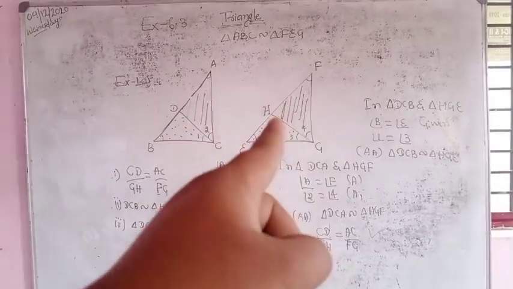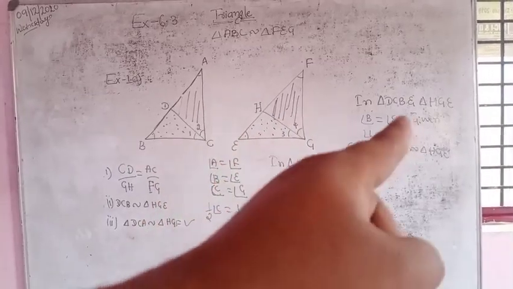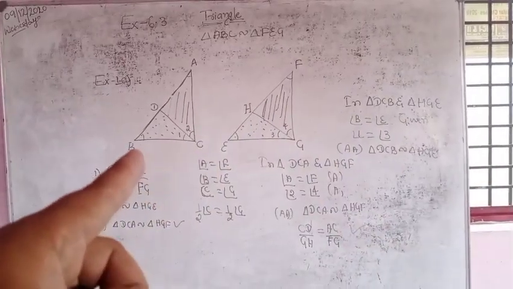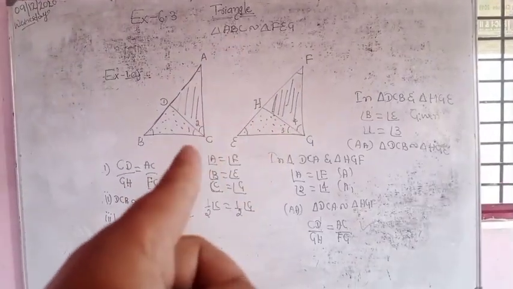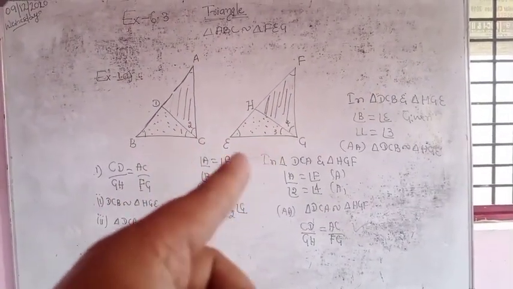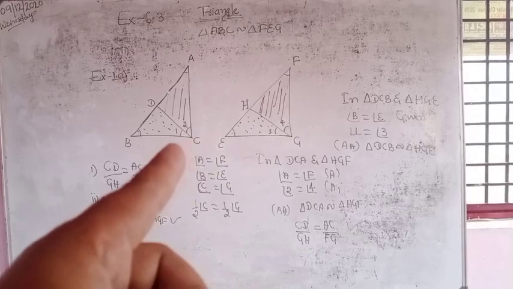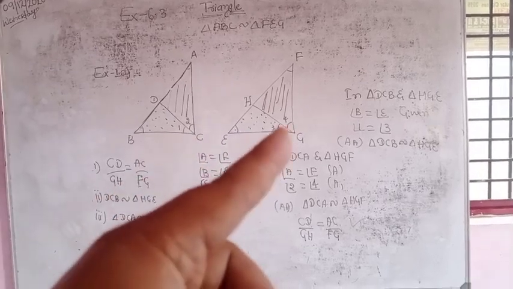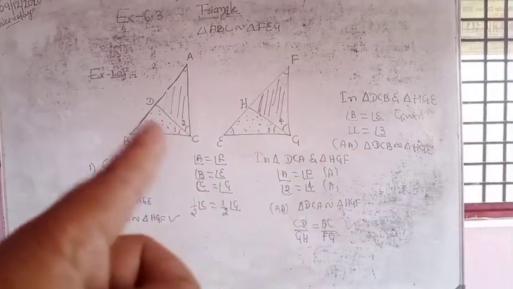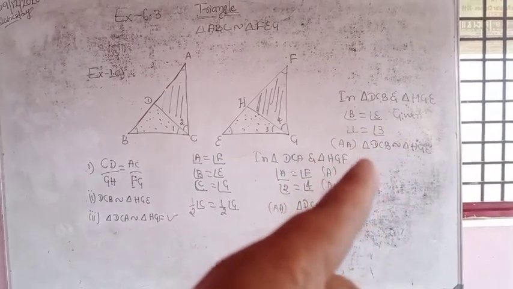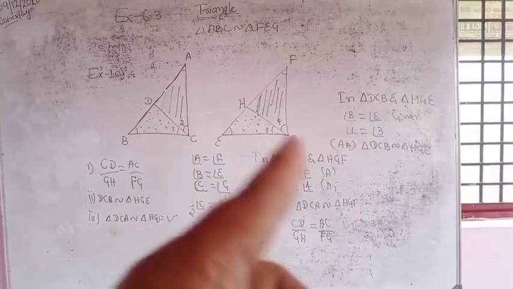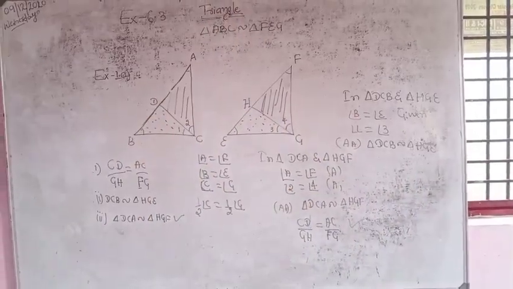DCB is similar to HGE. Here it is. Already we have angle B equals angle E. By this statement, both triangles are similar, and their corresponding sides are equal. And one more we need to write: angle 1 equals angle 3, by the bisectors CD and HG. Therefore, by the angle criteria, these two dotted triangles are similar.